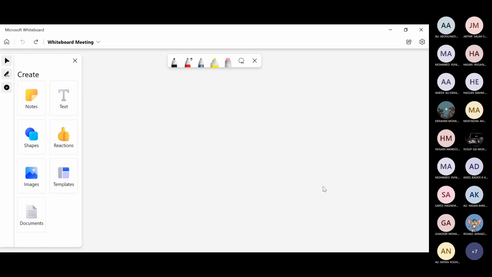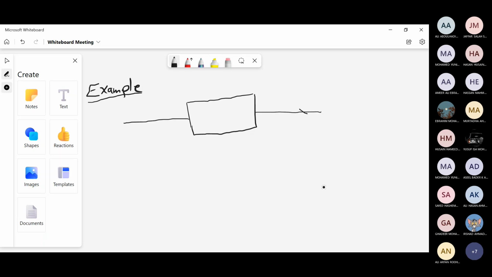Okay, so example. As we said, we have a system here. This is my system. This is my input and here my output. So this is what I'm looking for, given x of t and h of t.